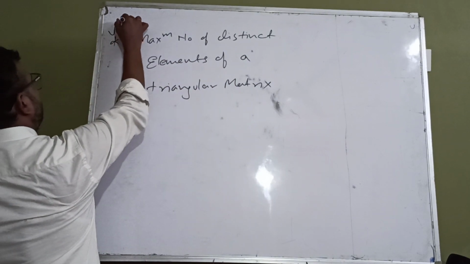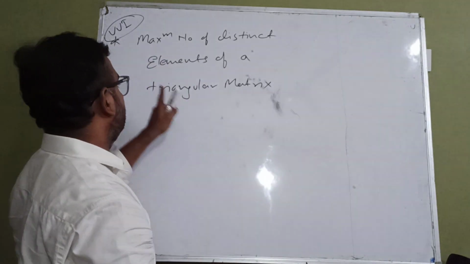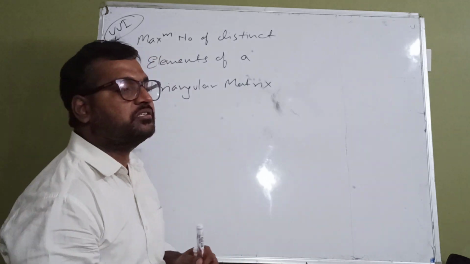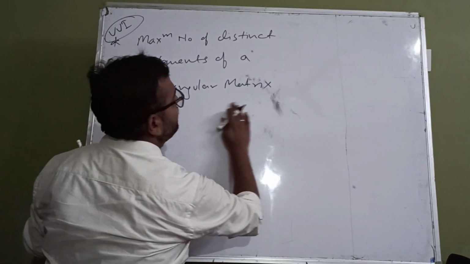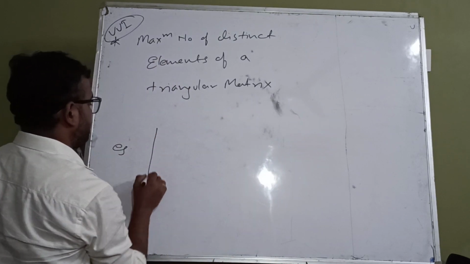Next, very important again here: maximum number of distinct elements in a triangular matrix. What is the meaning of this question? Again, this is very important. Try to understand with an example what the question actually is.